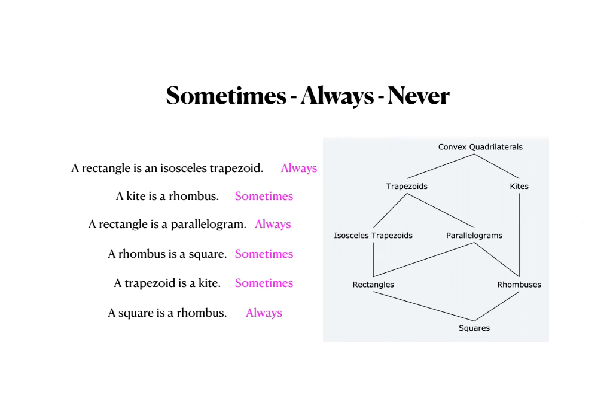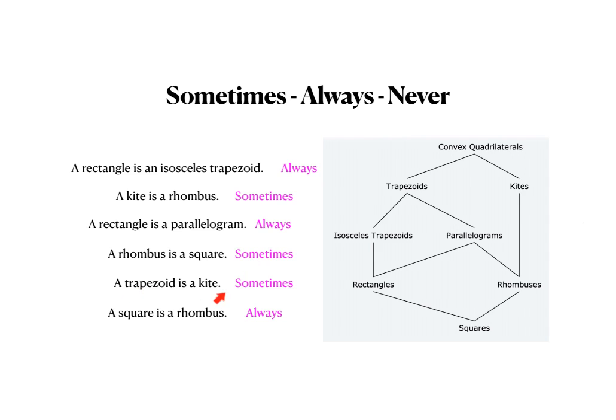Here are the answers. A rectangle is an isosceles trapezoid. Always, a rectangle has at least one pair of opposite sides parallel, and it has congruent base angles. A kite is a rhombus. Sometimes, a kite is a rhombus if all the sides of the kite are congruent. A rectangle is a parallelogram. Always, opposite sides of a rectangle are always parallel. A rhombus is a square. Sometimes, that rhombus is a square if all the angles of the rhombus are congruent.